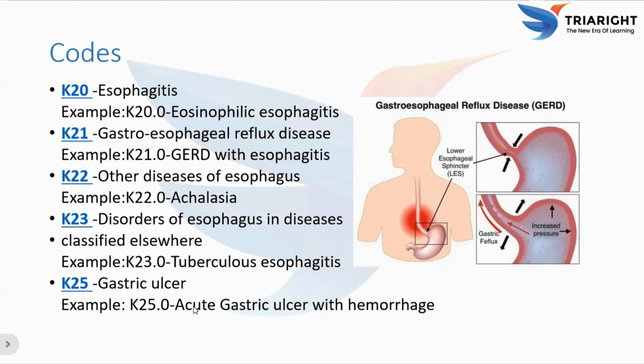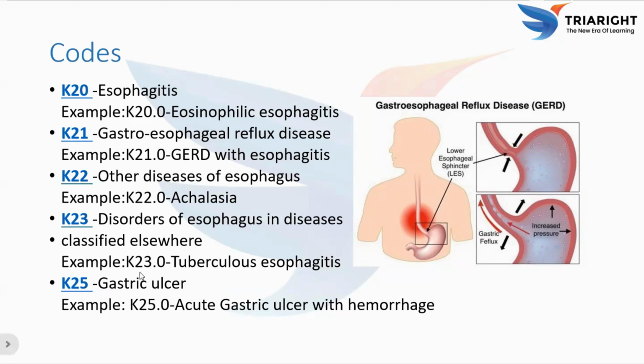So what do you mean by gastric ulcer? Gastric, so gastro is nothing but a medical term for stomach. So ulcer, what do you mean by ulcer? It's an open sore that forms on the lining of the stomach, duodenum, or the other parts of the digestive tract when the protective layer is damaged.